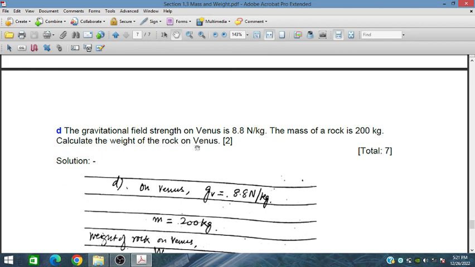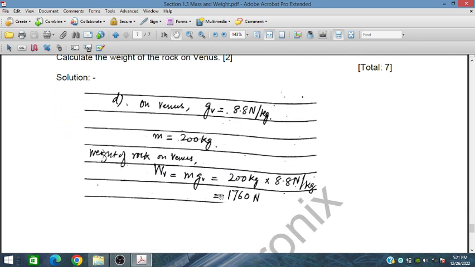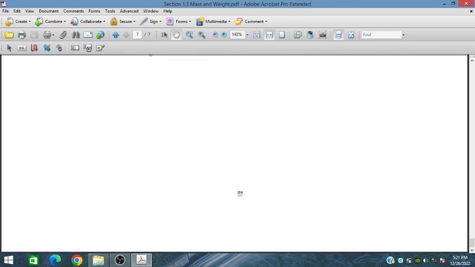The gravitational field strength on Venus is 8.8 newtons per kg. The mass of a rock is 200 kg. Calculate the weight of the rock on Venus. So we multiply this with this kilogram value, and we get 1760 newtons.